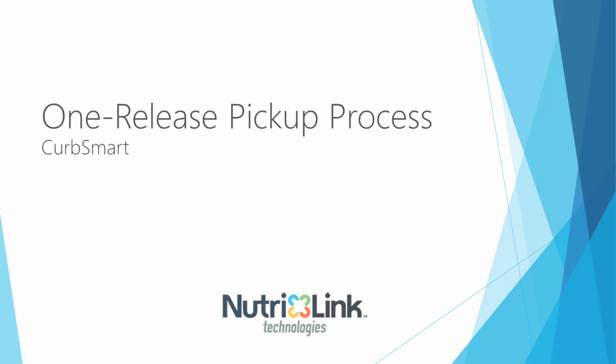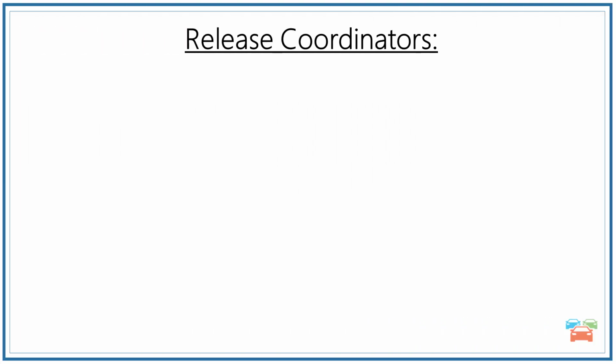In this tutorial, we'll review the daily pickup process with CurbSmart using the one release method. The one release method simply means that a student will be released once by the inside admin to be considered released from school. With this method, there are two types of release coordinators.